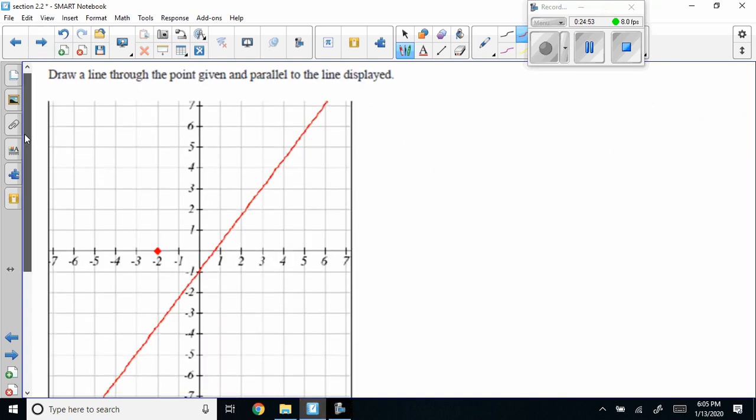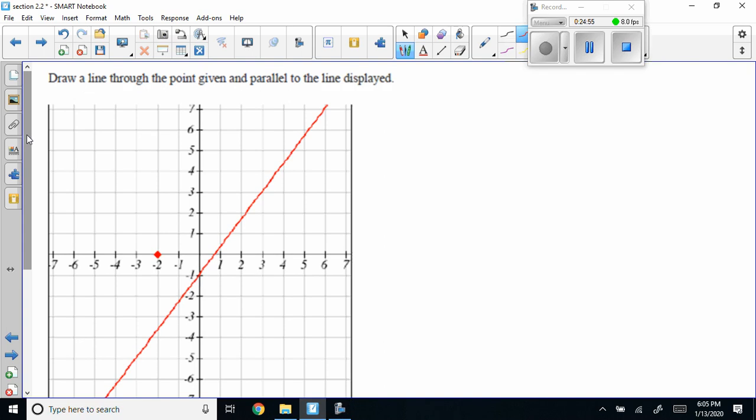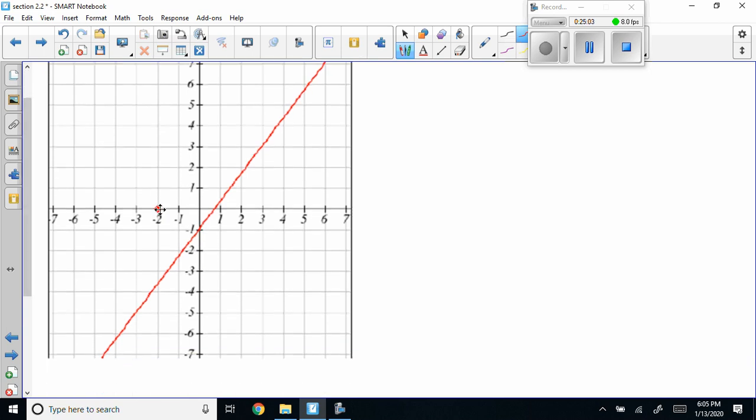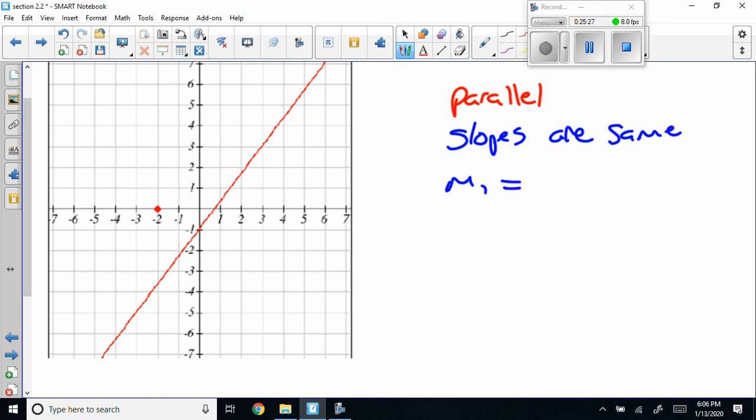Okay. Draw a line through the given point and parallel to the line displayed. Well, first off, if I've got to draw a line through this point right here, then I have to have another point, because a line contains at least 2 points, right? The big thing that they said here was the 2 lines are what? So what does that tell you? The slopes are the what? So the slope for line 1 is equal to the slope for line 2.